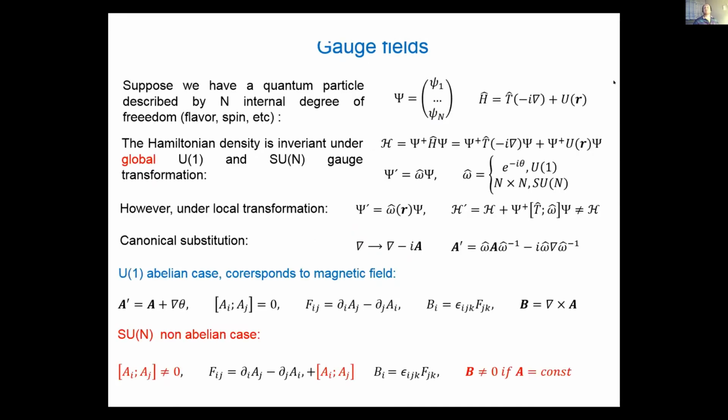So how do gauge fields appear in physics? Gauge fields appear from symmetry considerations, and the basics of the introduction of the gauge field is as follows. Imagine that we have some quantum system, and imagine that this quantum system has some n internal degrees of freedom. It can be spin, for example, it can be flavor, or any other internal degree of freedom as you wish. Then in the one-particle approximation we have the Hamiltonian, which can be represented as a sum of the kinetic energy term and the potential energy term.